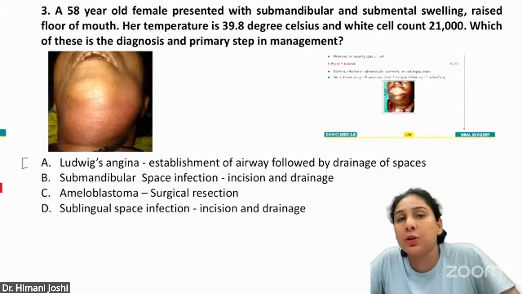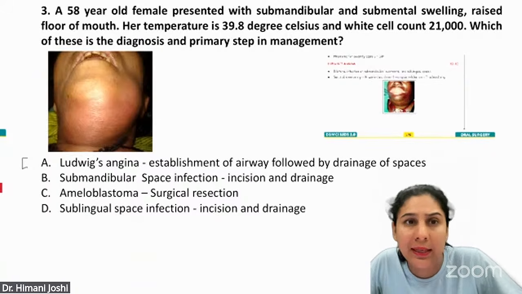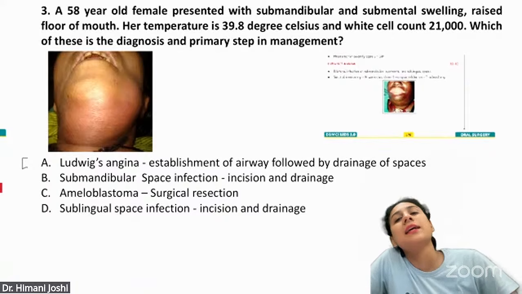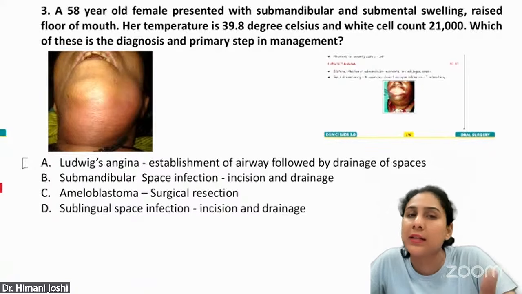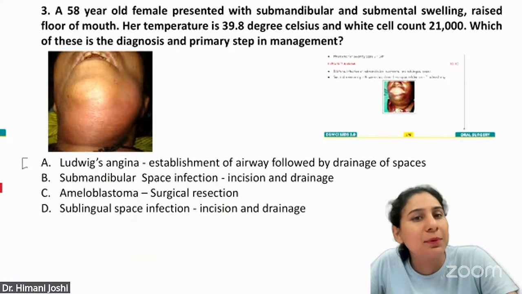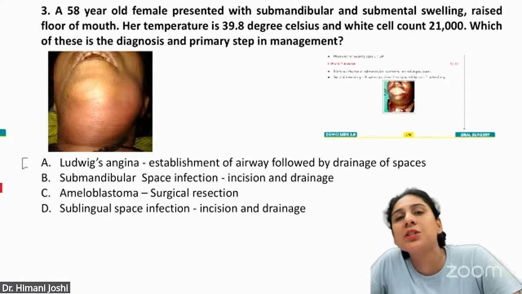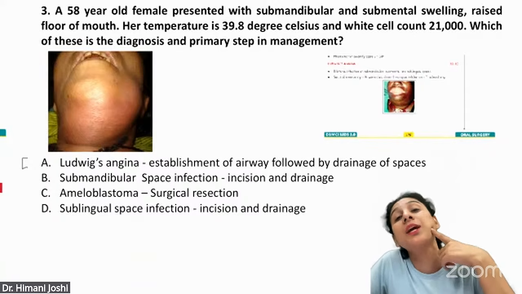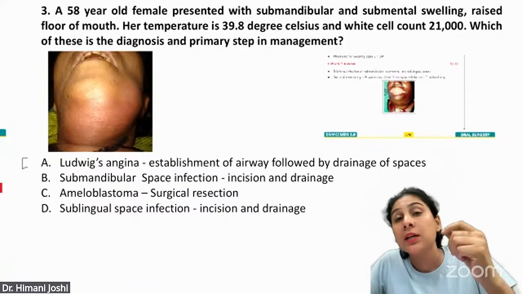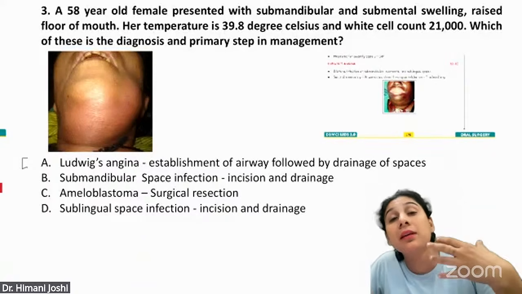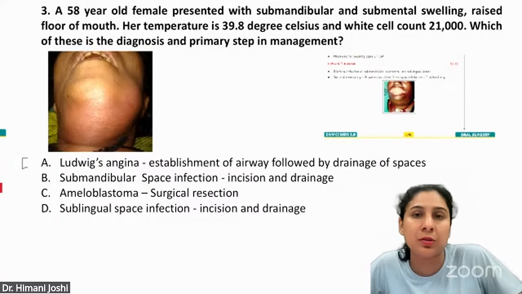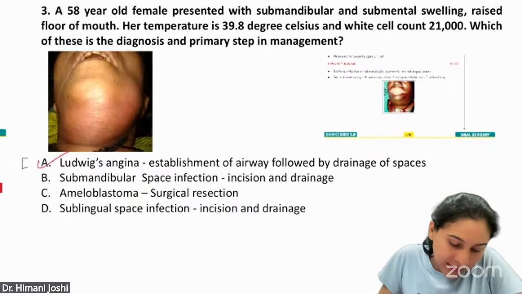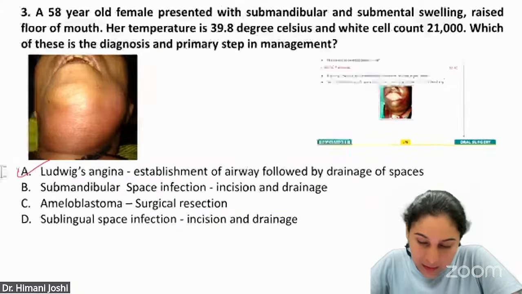Next question, 58-year-old female, submandibular submental swelling, raised floor of mouth, fever, white cell count is increased. So clearly a case of sepsis secondary to Ludwig's angina. And we know that in the treatment of Ludwig's angina, before you do incision and drainage, you're supposed to do establishment of airway, because this area is already swollen. If you put a cut and drain, yes, it will drain, but it will worsen the inflammation. So there is a further risk of worsening your airway. So the correct answer is A, Ludwig's angina.